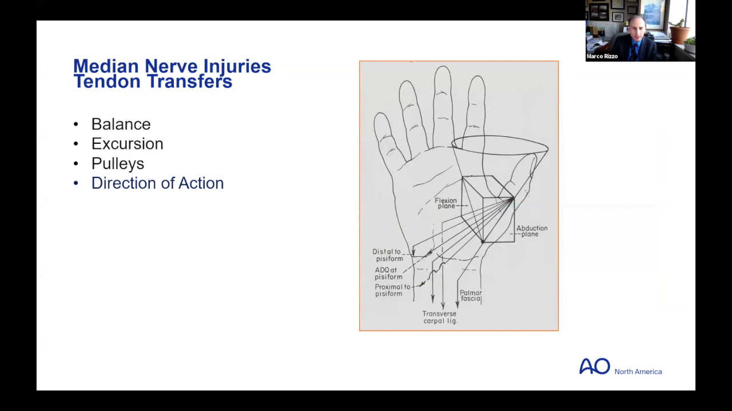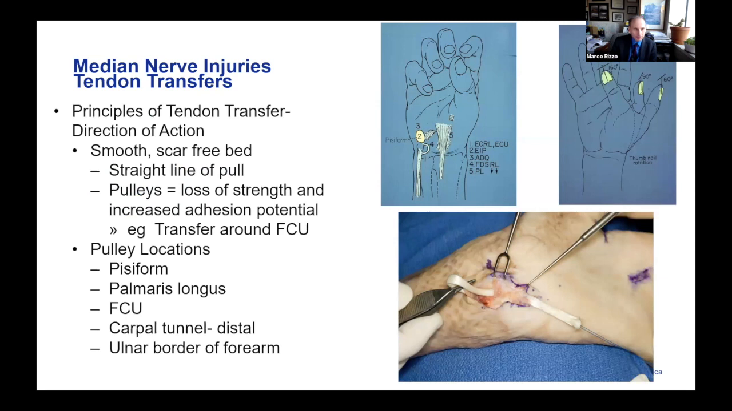When thinking beyond the principles of the cross-sectional area and excursion, think about the direction of action of the thumb and how pulleys can impact that. So where you locate your pulley is really important, and it does impact the amount of excursion and direction of action you're going to get. So when we look at pulley locations, we look at the pisiform, palmaris longus, the FCU sling can be used, carpal tunnel, distally in the ulnar border of the forearm, much like what you would do with an EIP transfer. Using this to help you, of course, will give you optimal opposition.